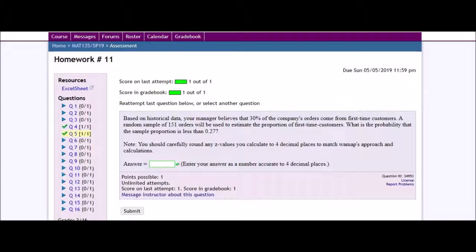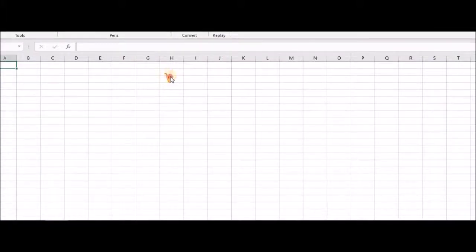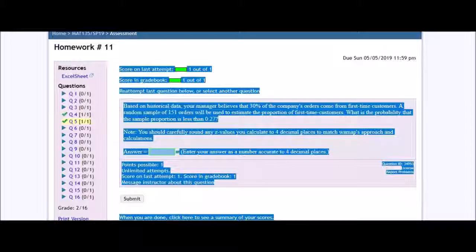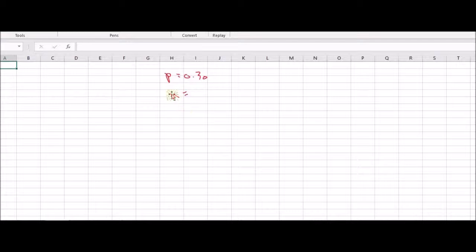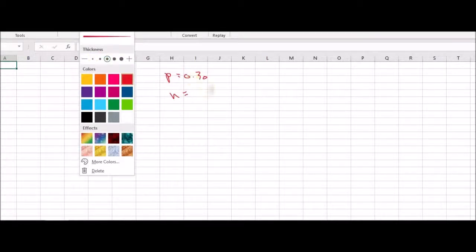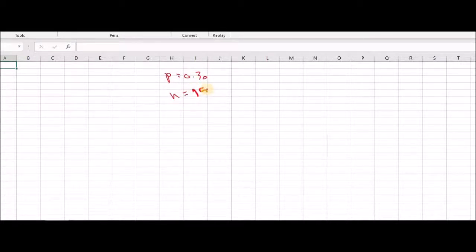So in this case, we have the population proportion, which is 0.30. We have p is equal to 0.30, and we have n is equal to 151. And we would like to find the probability that the sample proportion is less than 0.27.